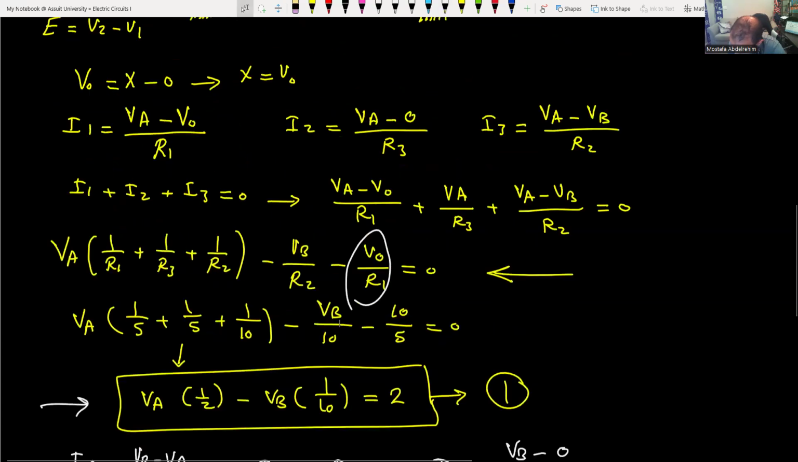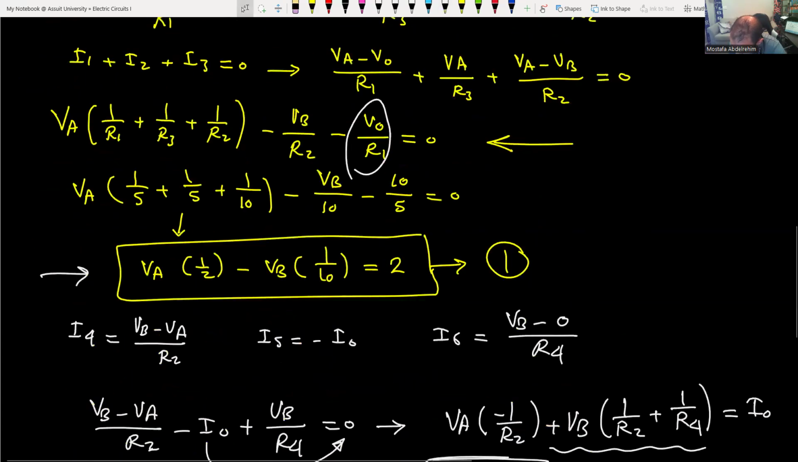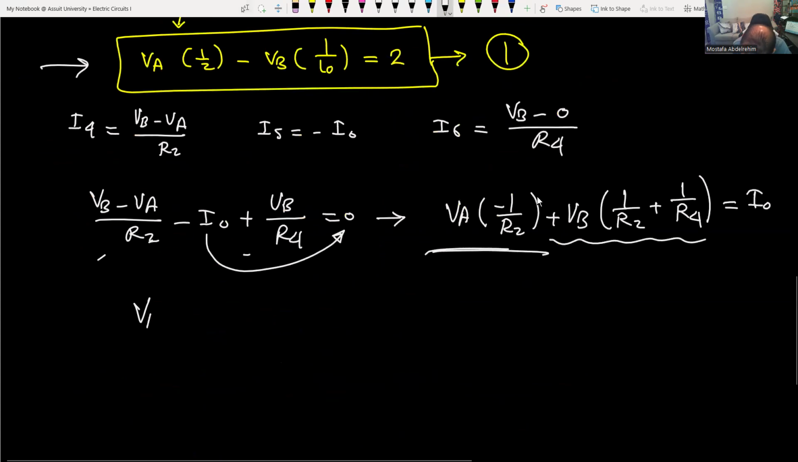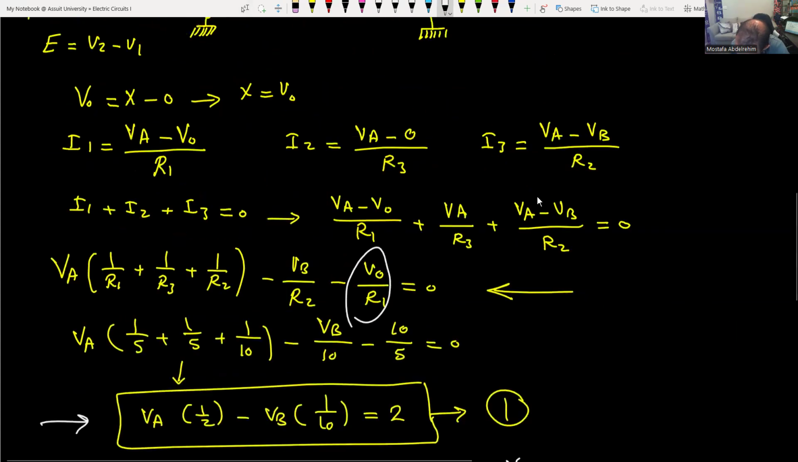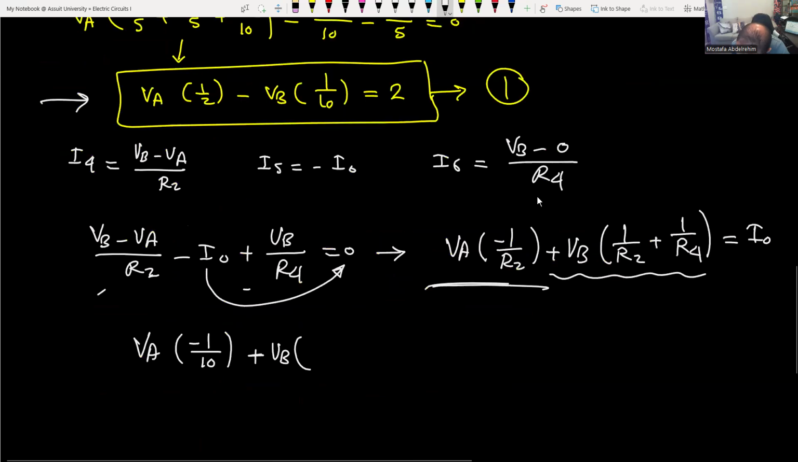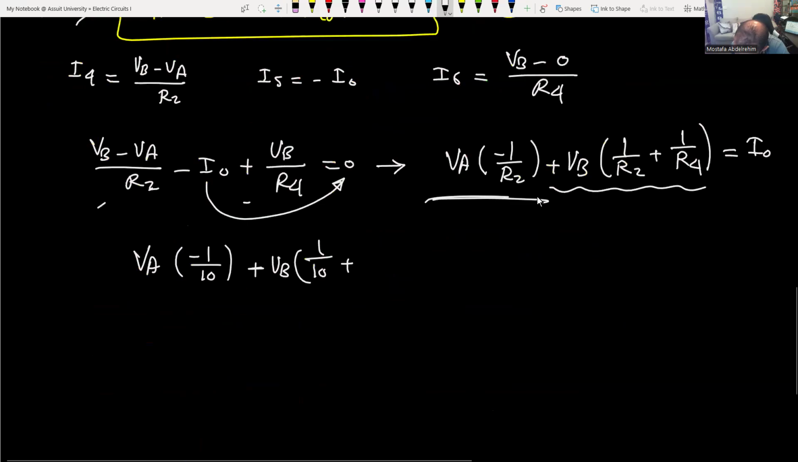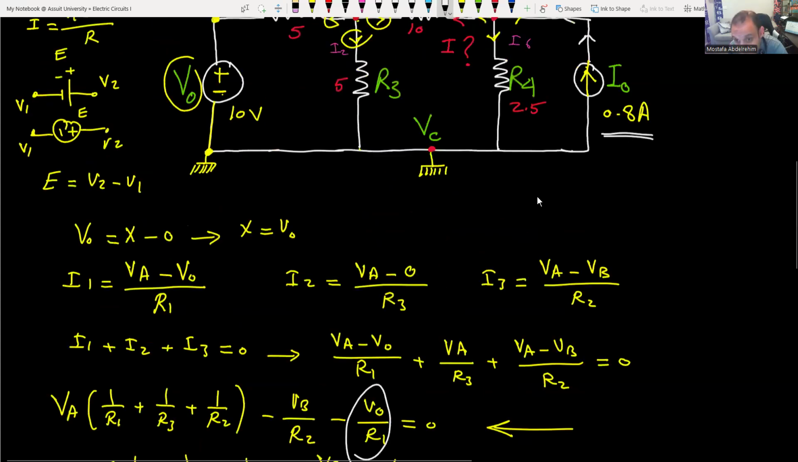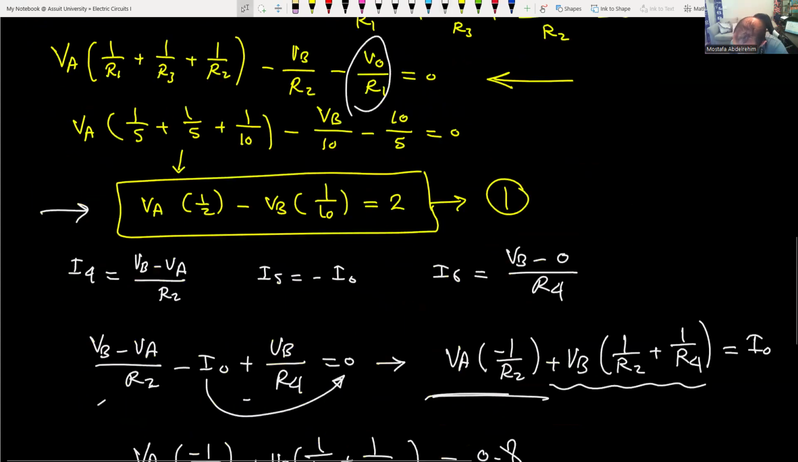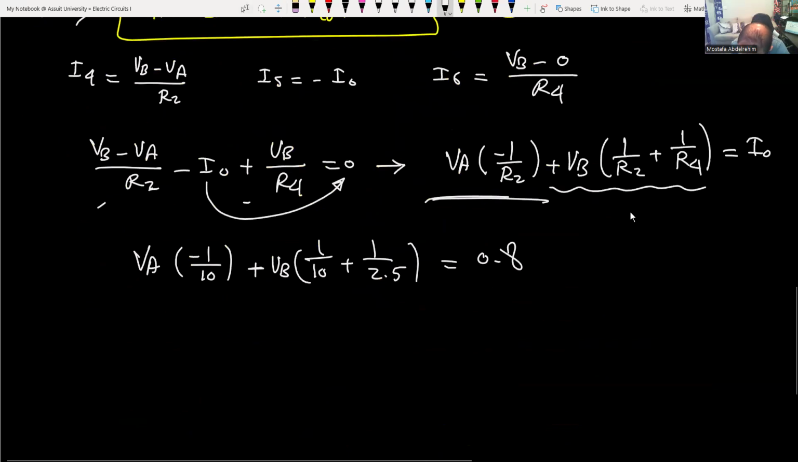R2 is 10. So VA multiplied by minus 1 over 10, plus VB. R2 is 10 again, and R4 is 2.5 ohms, so 1 over 2.5, equal to, and I naught is 0.8 amperes. Okay, that's good. Let's simplify further.